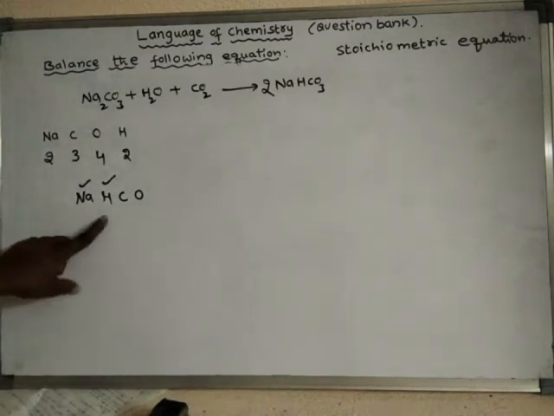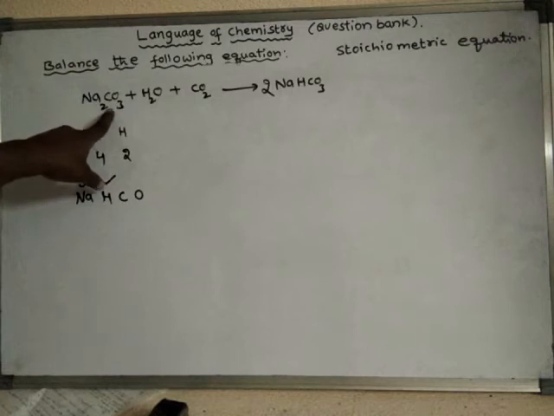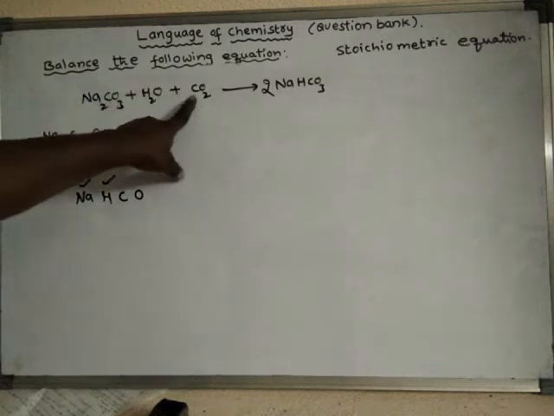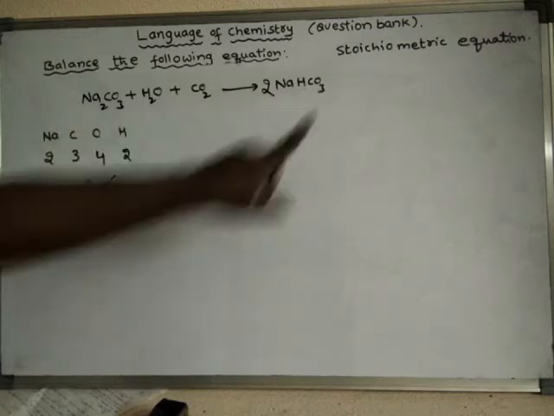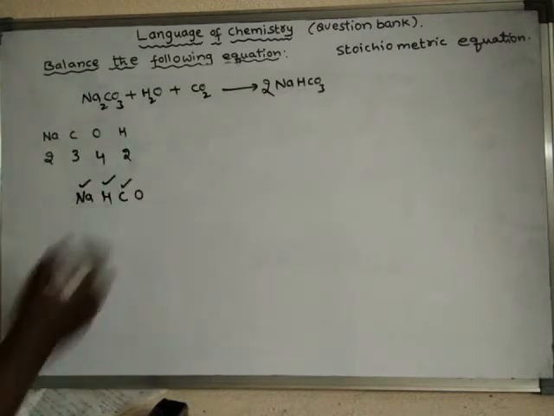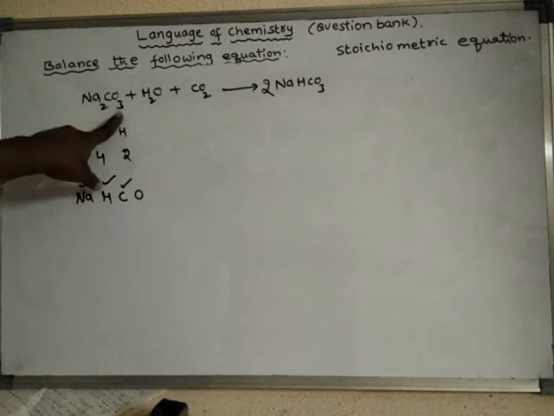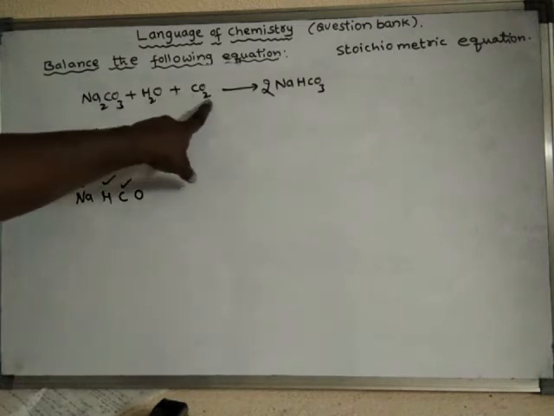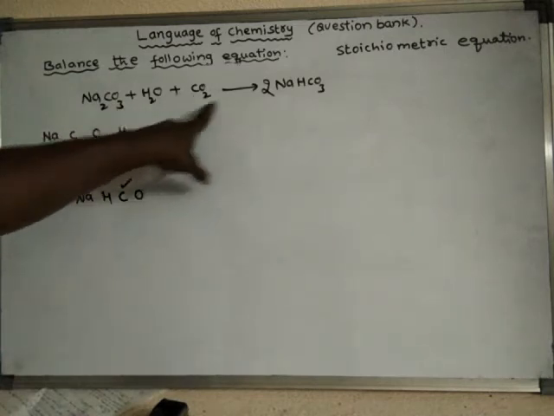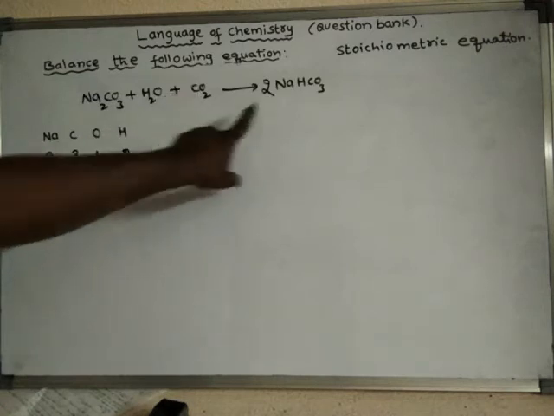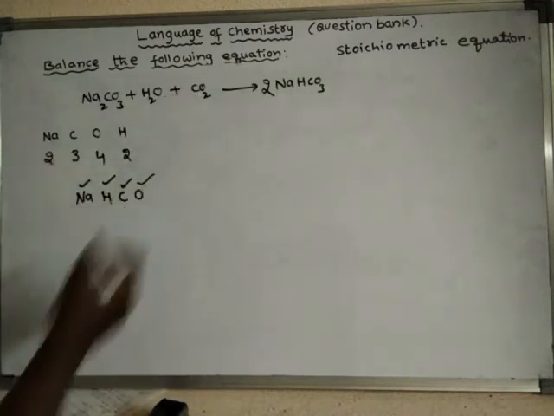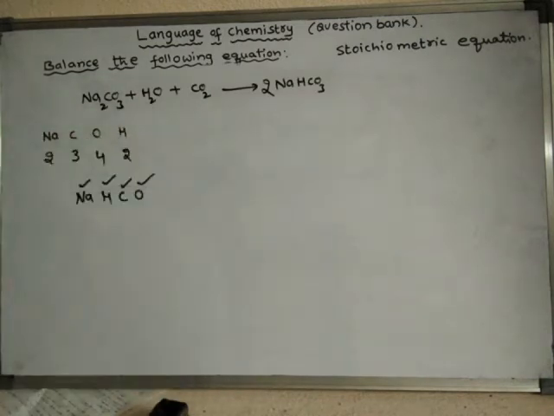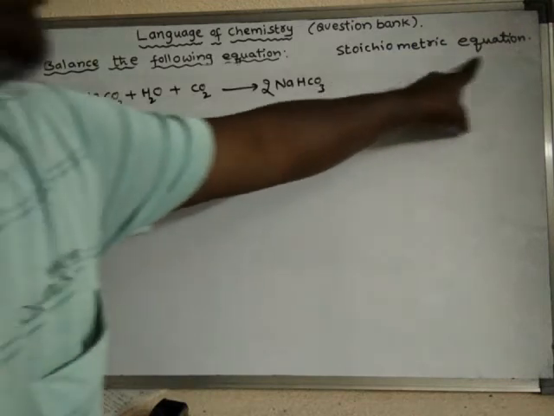So now hydrogen is finished. Now we will check carbon. 1 carbon, another carbon, 2 carbons are there. Here also 2 carbons are there. Hence carbon is also balanced. Now check oxygens. 3 oxygens, 4, 2, 6 oxygens. So towards the reactants 6 oxygens, and towards the products also 6 oxygens. So each and every element is balanced now. This is said to be a balanced chemical equation, or a stoichiometric equation.